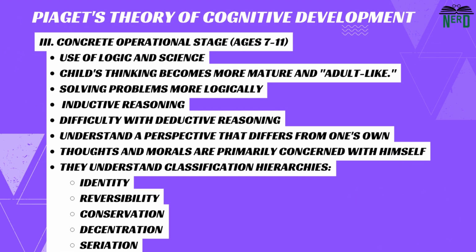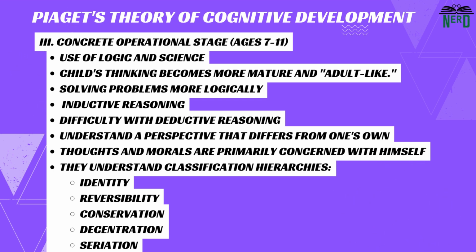The third stage is the concrete operational stage, from ages 7 to 11. It is characterized by the proper use of logic and science. At this stage, a child's thinking becomes more mature and adult-like. They begin solving problems more logically. Piaget determined that children can incorporate inductive reasoning, which involves drawing inferences from observations to generalize. Alternatively, children have difficulty with deductive reasoning, which involves applying a general principle to predict the outcome of an event.